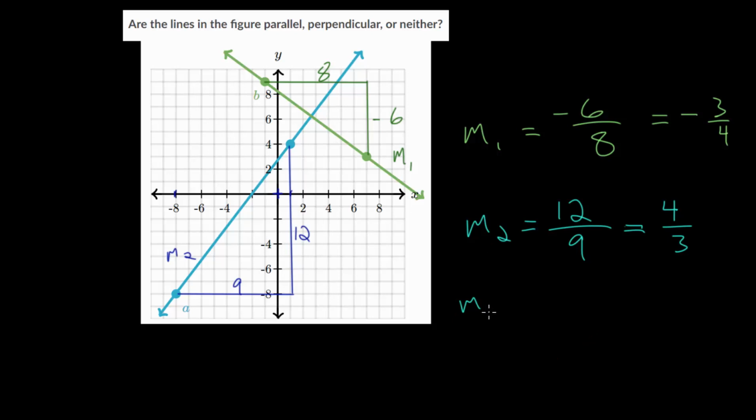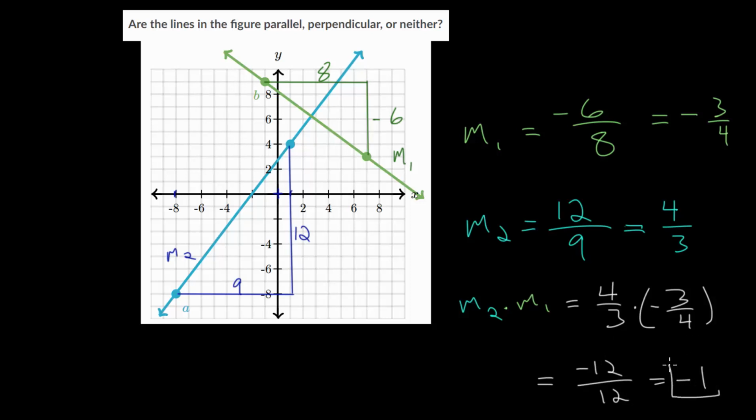Also notice that if we multiply the two slopes together, we should get back -1 if they're perpendicular. So 4/3 multiplied by -3/4. Multiplying straight across, we get 4 times -3, that's -12, and 3 times 4, that's 12. 12 divided by 12 is 1, and so we have the opposite of that. We get -1, which confirms that these are perpendicular. So our final answer here is that the two lines form a right angle between each other. They are perpendicular lines.